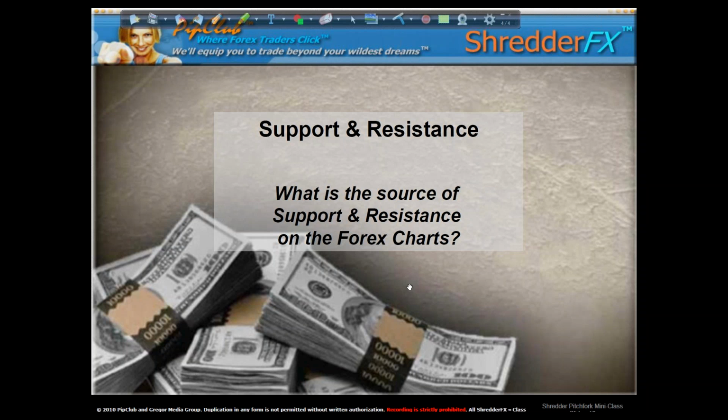What is the source of support and resistance on Forex charts? What's the source of support and resistance? When you see Justin Adams or Christopher Derrick draw out support on a 4-hour chart, where does that come from? Well, if you've seen them draw it, you're going to say, well, repeated highs and lows.